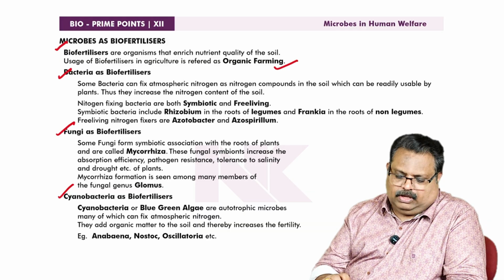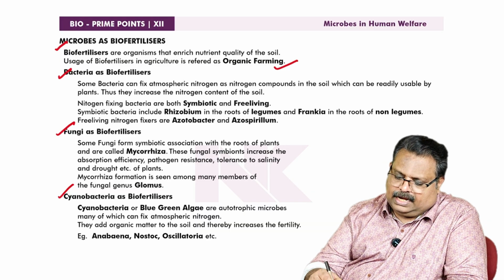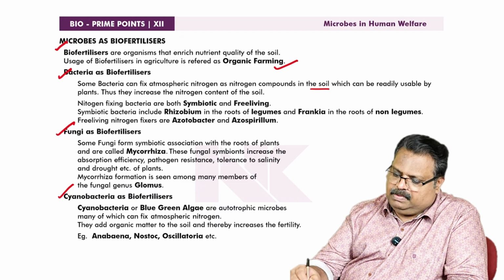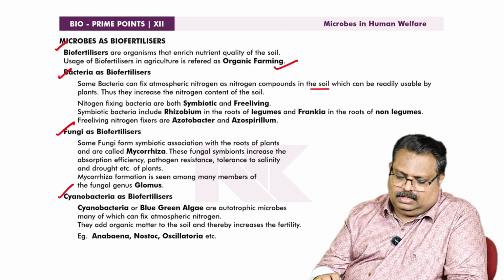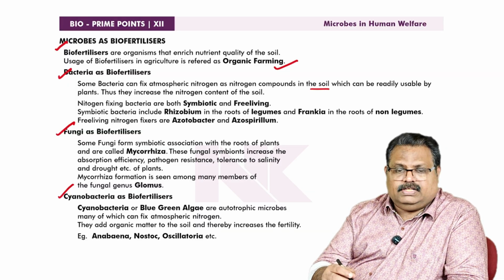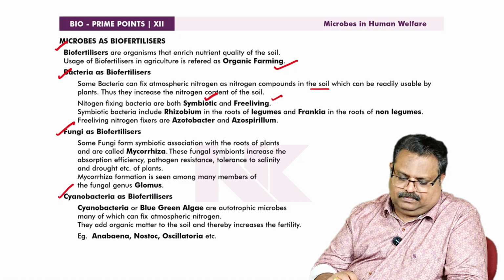First of all, bacteria as biofertilizer. Some bacteria can fix atmospheric nitrogen as nitrogen compounds in the soil. This is called nitrogen fixation, which can be readily usable by plants. Thus, they increase the nitrogen content of the soil. The nitrogen fixing bacteria can be both symbiotic and free living.